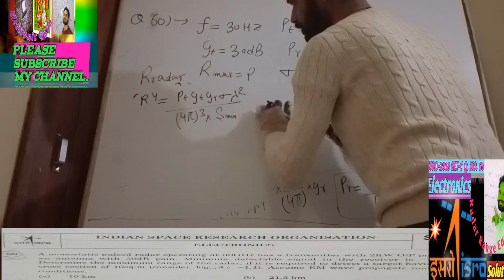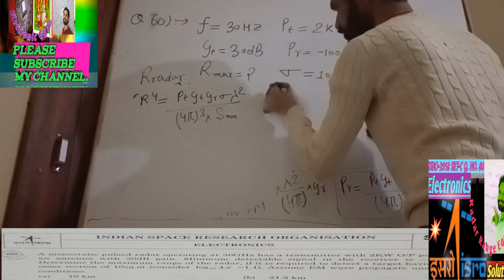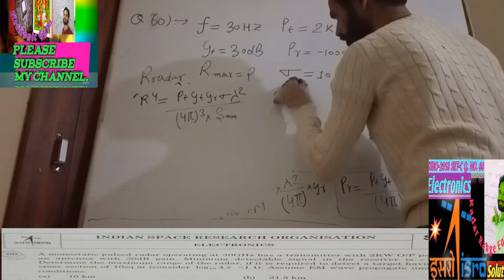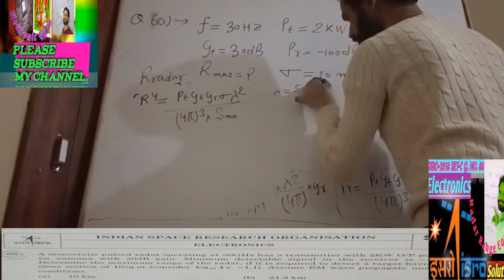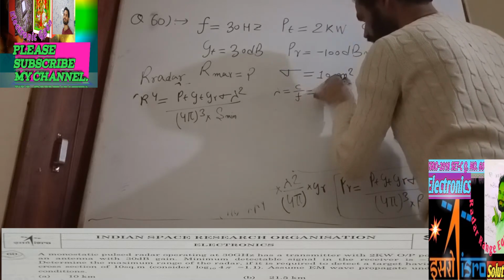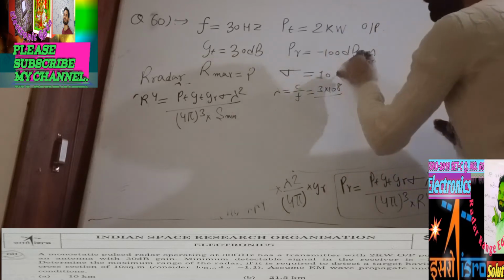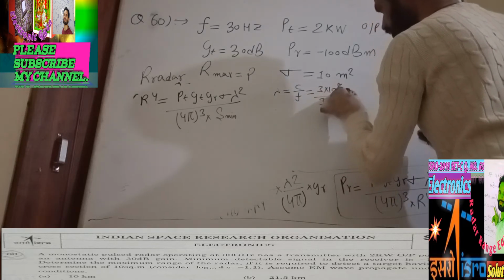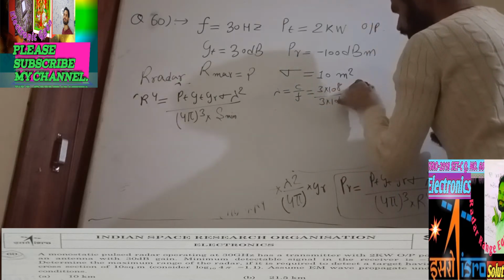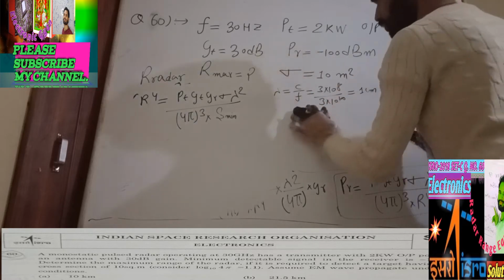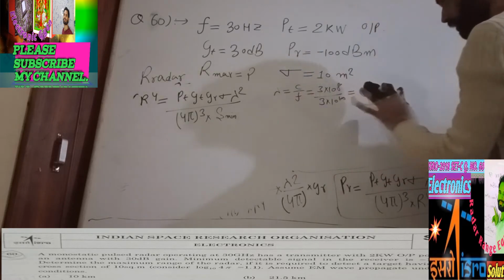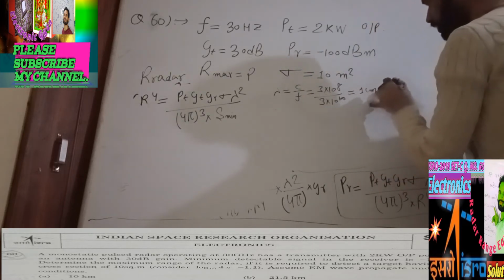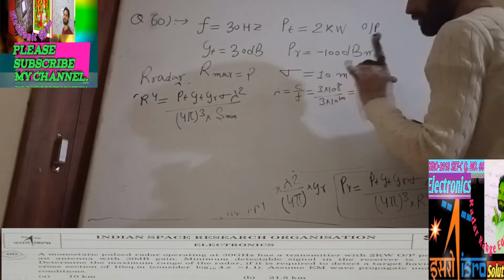Okay, so now see here. Let us calculate this lambda first. What is my lambda? Lambda is nothing but C by F. C is 3 into 10 to the power 8 divided by the frequency. What is the frequency? 30 gigahertz. So 3 into 10 to the power 8 divided by 30 into 10 to the power 9, which is nothing but 1 centimeter. Okay, so this is my lambda, the wavelength of the signal. So the wavelength of the signal is 1 centimeter.